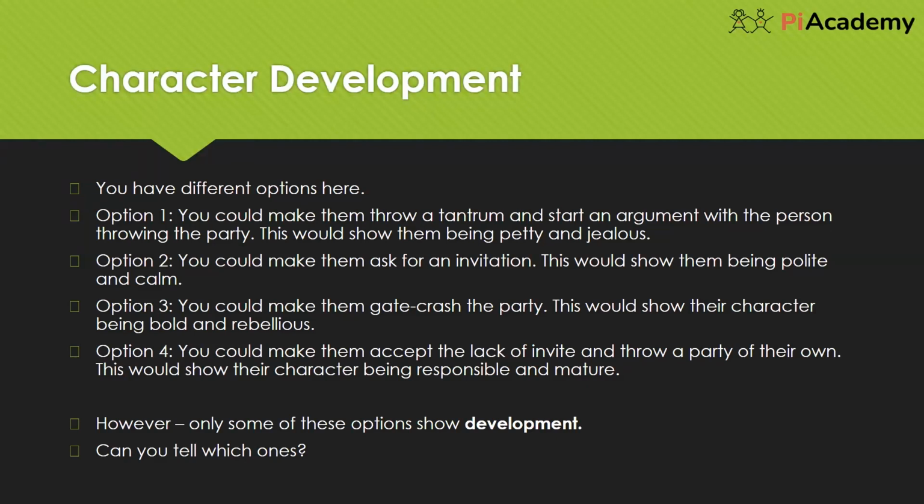They are faced with something, they could respond badly to it, but instead they choose to grow, they choose to develop themselves and become calm or responsible. So bear that in mind. Think about how the character can grow as a result of the obstacle.